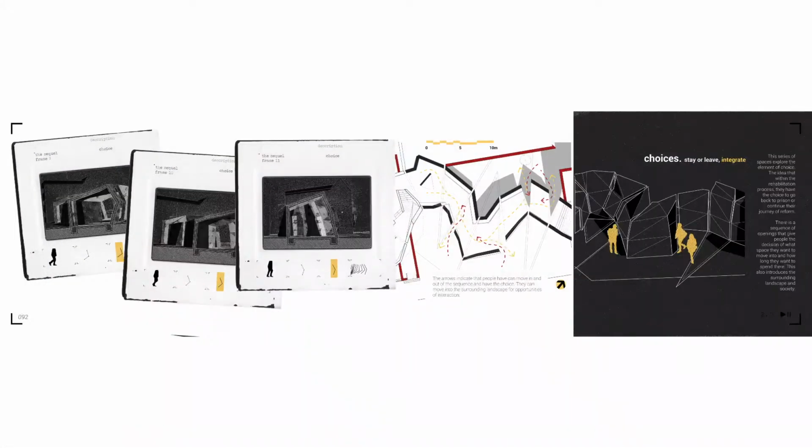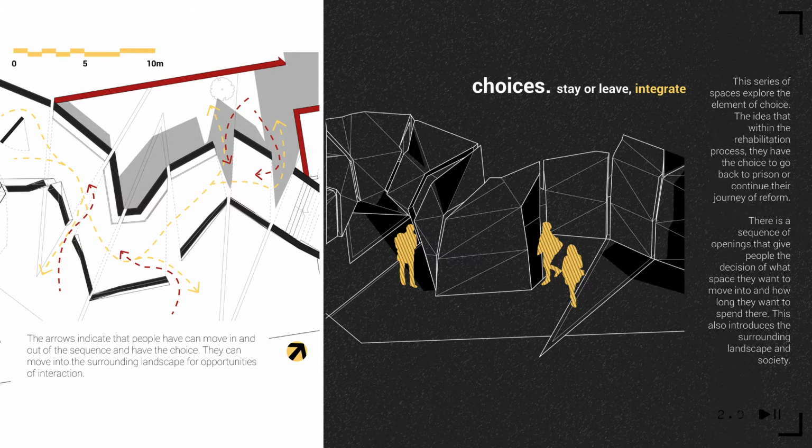Between months 7 and 9, after they have reflected on their journey so far, they are now deep enough to begin to make their own choices. The following spaces provide a series of openings to give them the choice of which space they want to move in and provides further integration with the surrounding society. These openings emphasize the choice that the ex-convicts have to either continue their journey of rehabilitation or go and re-offend and go back to prison.